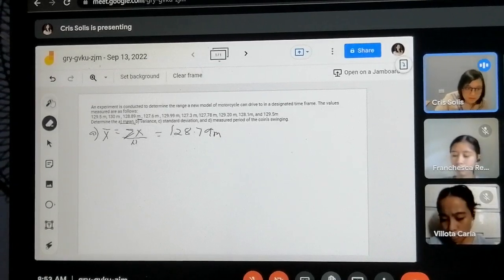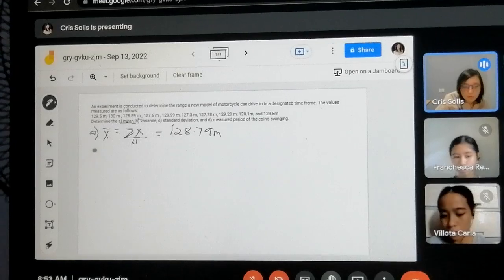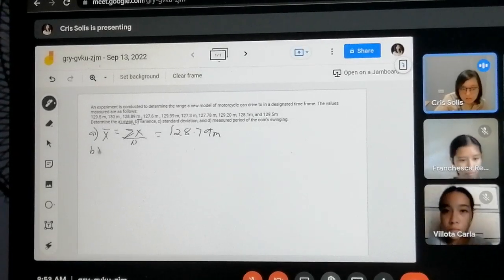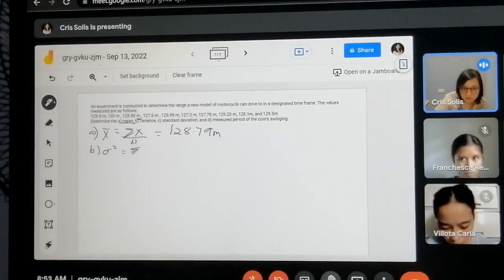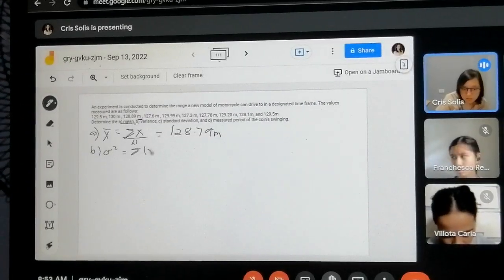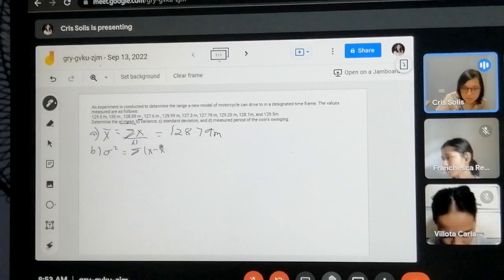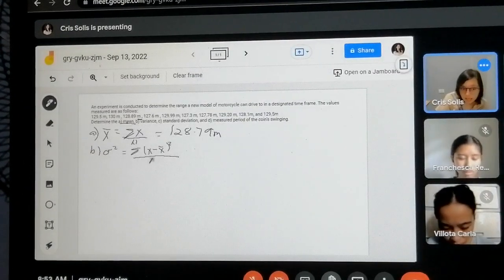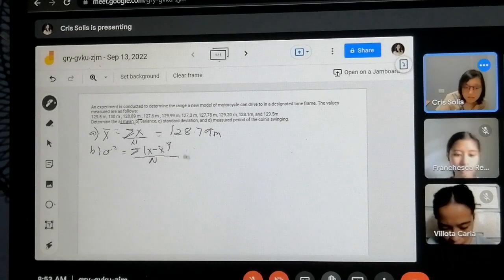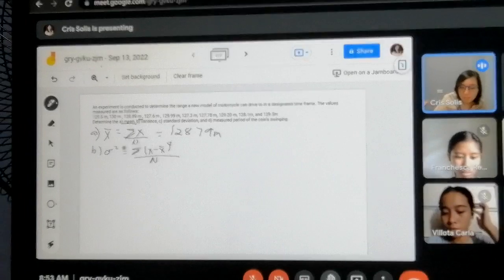So after this, let's look for your variance. So the formula for variance is sigma squared is equivalent to the summation of your quantity x minus your mean squared over n. Sure, itsura nun. Simple lang. Ito na yung mahabang portion natin.